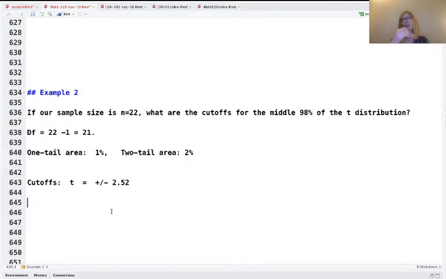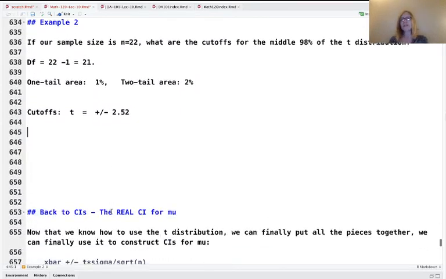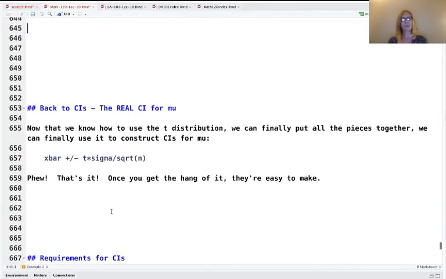Okay. So now that you know how to use the t-table, we can put it all together and make some confidence intervals. Let's do it. The actual formula here hopefully seems fairly predictable. It's just like the one we did last time. Our point estimate is x bar. We're going to use a t critical value. In other words, we're going to look up cutoffs from the t-table just exactly like we did in those examples a second ago.